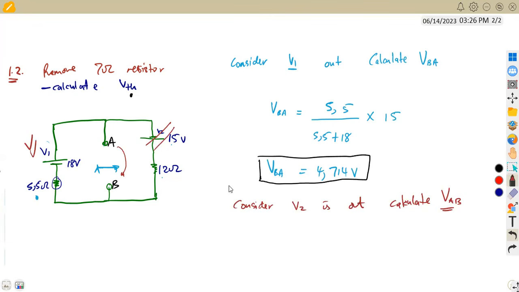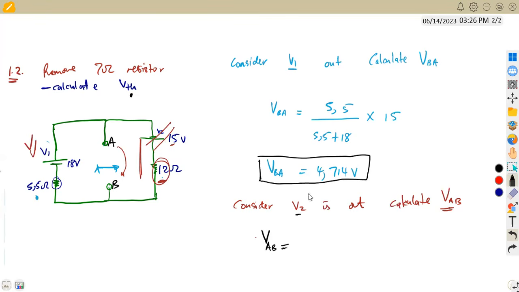So how are we going to find this VAB? Just like the previous part, this time we are considering the resistor of 12 ohms. This 15 is not there, so it's like we are calculating the voltage across here. So we are considering 12 ohms this time. Meaning to say our V2 is not there. So we are going to calculate VAB.